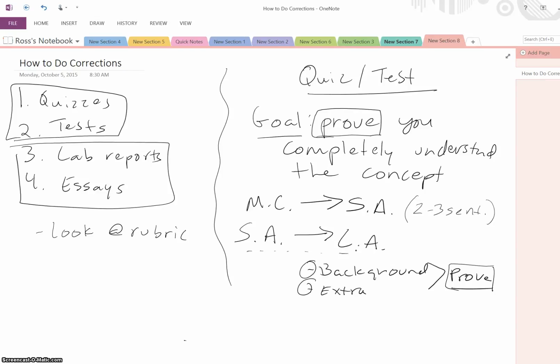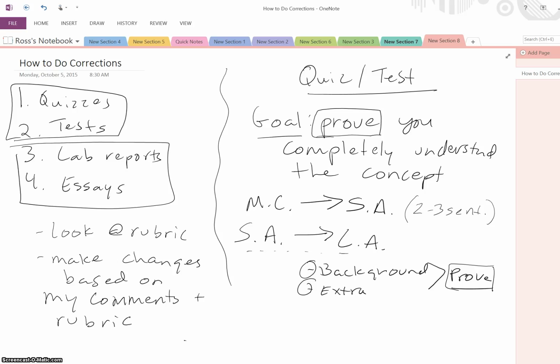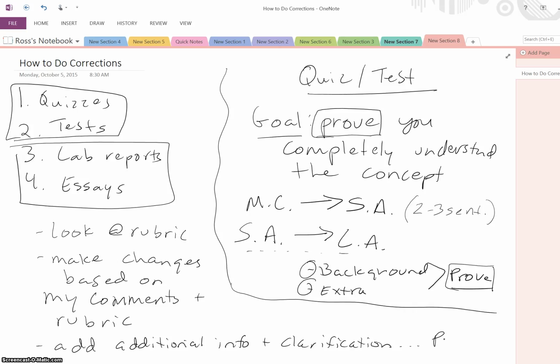You should go in, and since you typed it, go back in and make changes based on my comments and the rubric. And you, again, want to add additional info and clarification. Once again, your goal is to prove to me that you understand the lab concept, that you know how to write a lab, etc.